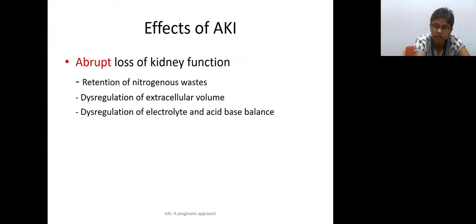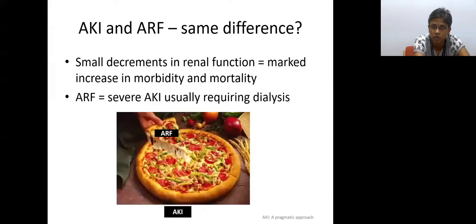So you can imagine if anything goes wrong with the kidney, it would affect all of these functions. So apart from the fact that waste products are retained, there will also be dysregulation of the extracellular volume and electrolytes and acid-base balance. Many people are confused by these terminologies. What is acute kidney injury and what is acute renal failure?